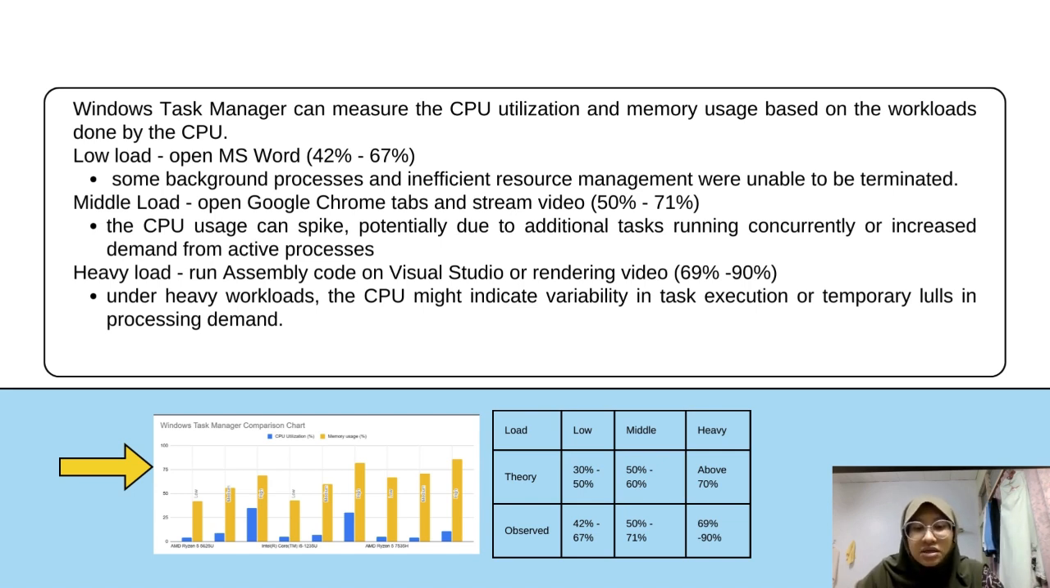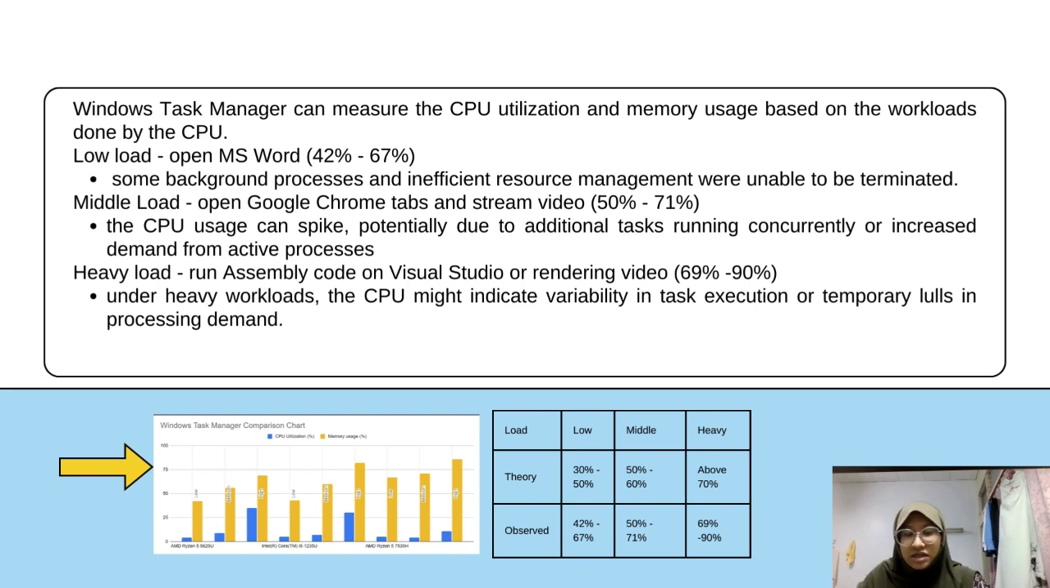For middle load, we opt to use Google Chrome tabs and stream video to increase the memory usage. Our observed result is that it falls in the 50% to 71% range. Theoretically, it was supposed to end at 60% at the higher end. So we can see that the CPU usage can spike, potentially due to additional tasks running concurrently or increased demand from the active processes.